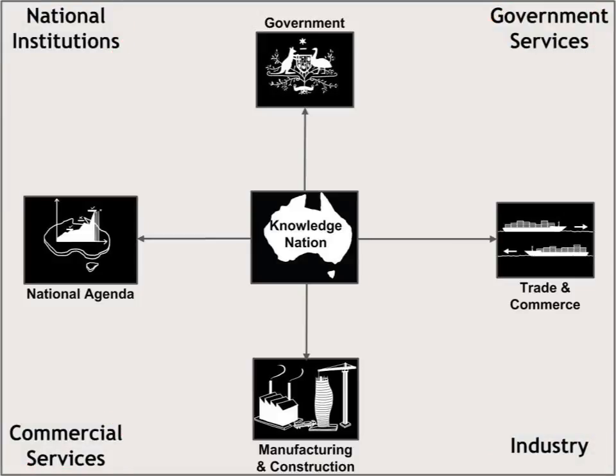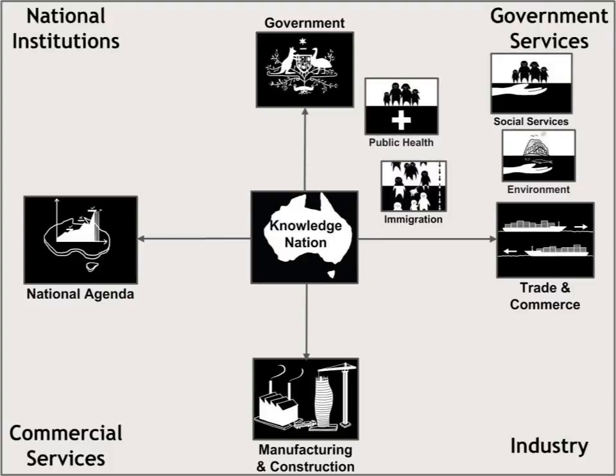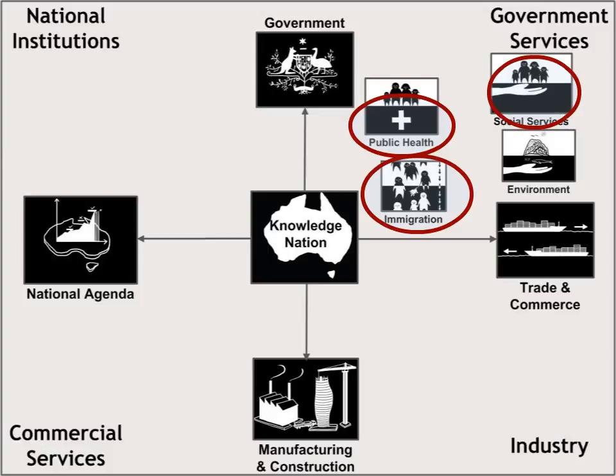Then I would start building the details, working through the quadrants, inserting pictorial representations of the entities, and inserting the desired links. For example, in this upper right quadrant, I have public health, social services, immigration, and environment.